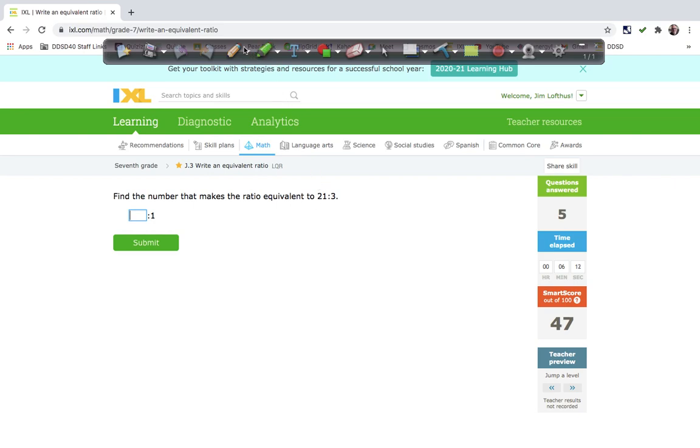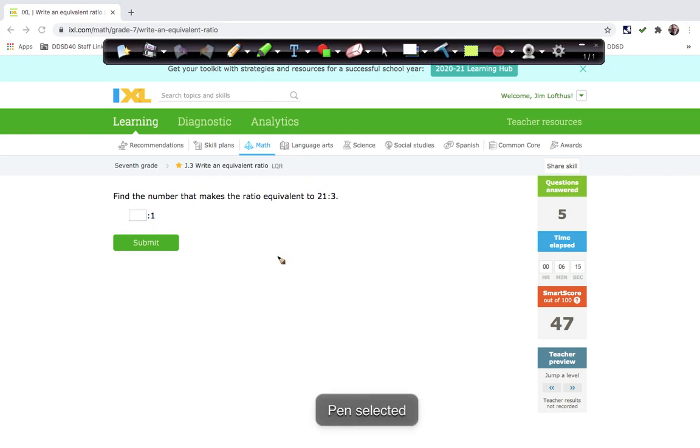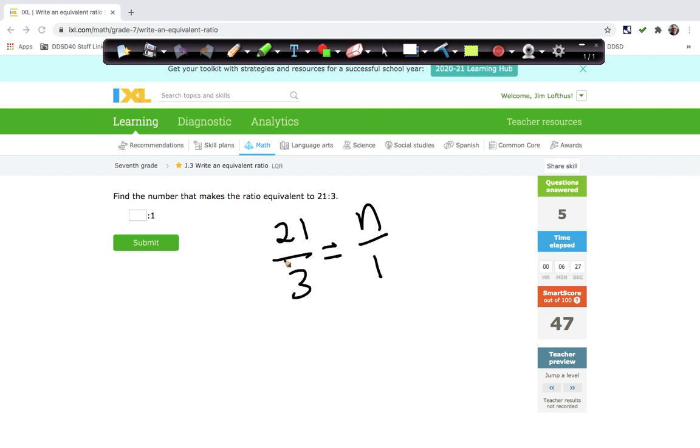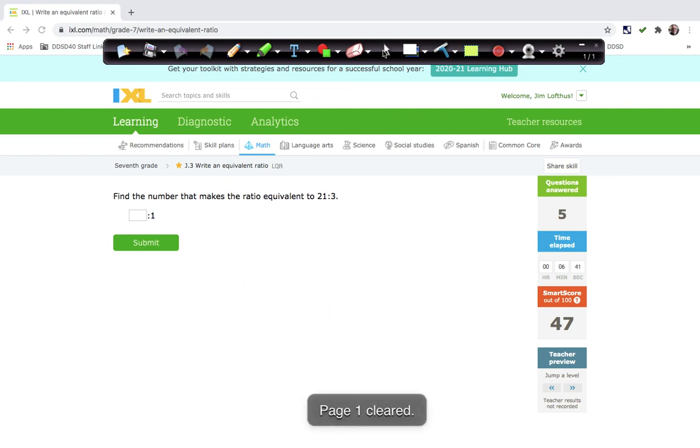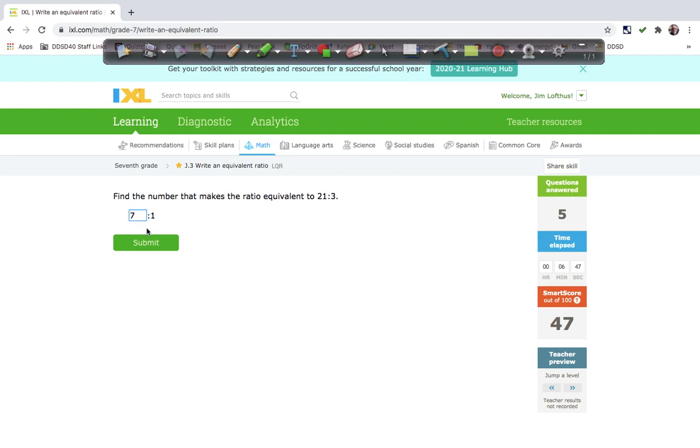Okay, 21 to 3. So this time it's going to be an improper fraction. So 21 to 3 equals what to 1? So n over 1. So we could do 3n equals 21 times 1. 3n equals 21, and we divide by 3, and n is equal to 7. Again, if I happen to go too fast, then just pause so you can write down whatever you want to write down.